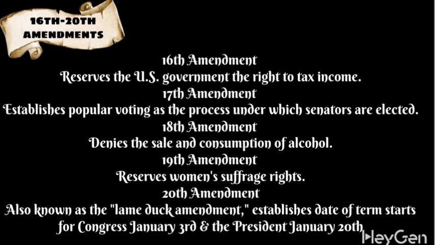17th Amendment, 1913, establishes popular voting as the process under which senators are elected. 18th Amendment, 1919, denies the sale and consumption of alcohol. 19th Amendment, 1920, reserves women's suffrage rights. 20th Amendment, 1933, also known as the Lame Duck Amendment, establishes date of term starts for Congress, January 3rd, and the President, January 20th. 21st Amendment, 1933, details the repeal of the 18th Amendment.